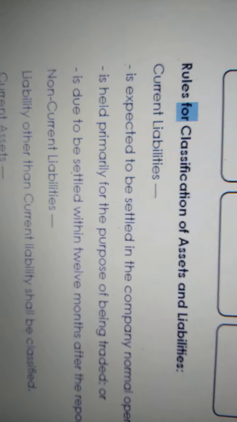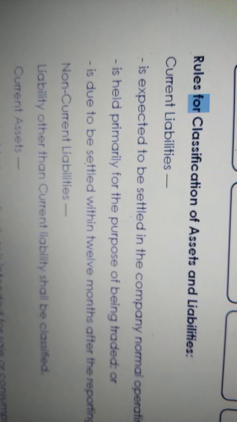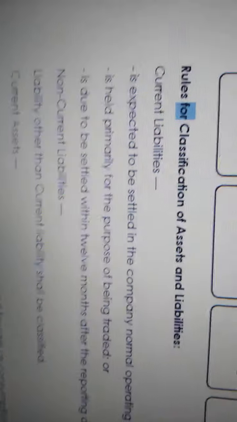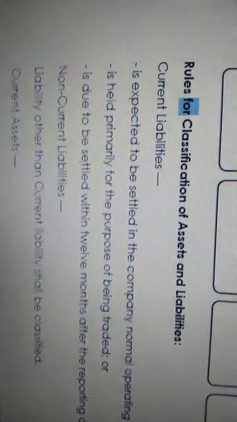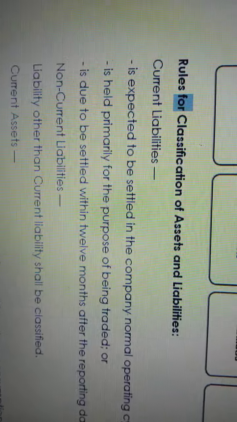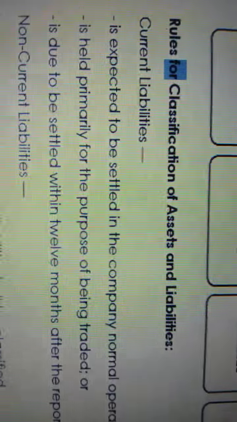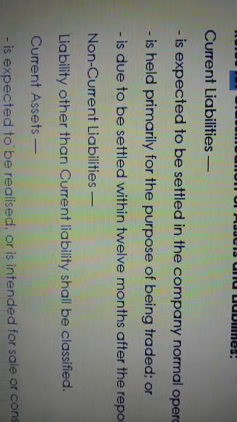Then what about non-current liability? Liability other than current liability shall be classified as non-current liability. All these things, 1 mark you can expect. That's why I am discussing. So current liability is defined, but non-current liability is not defined; it is negatively defined. If it is other than current liability, then it is a non-current liability.